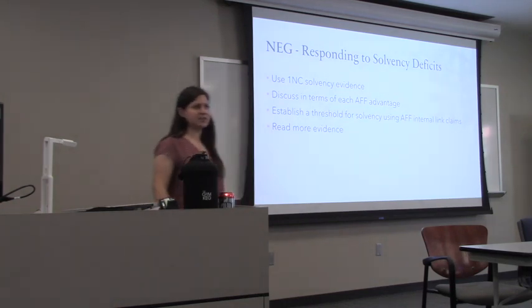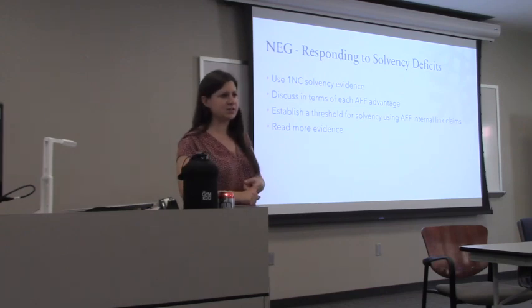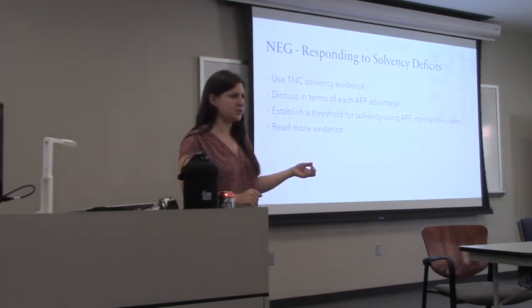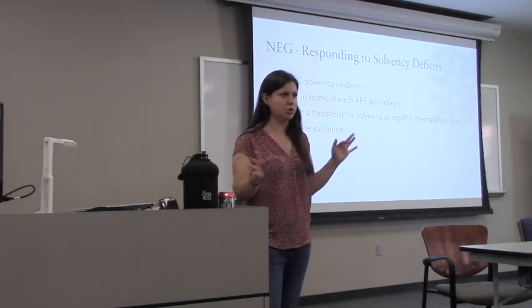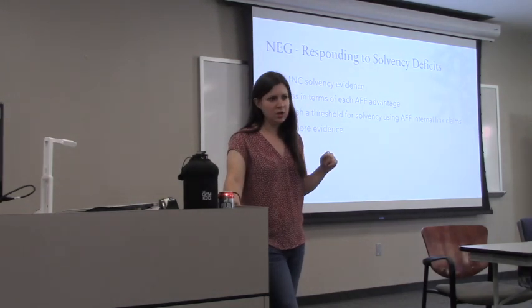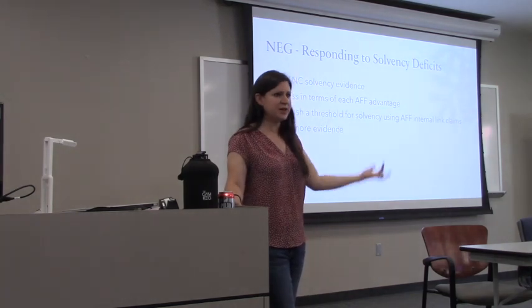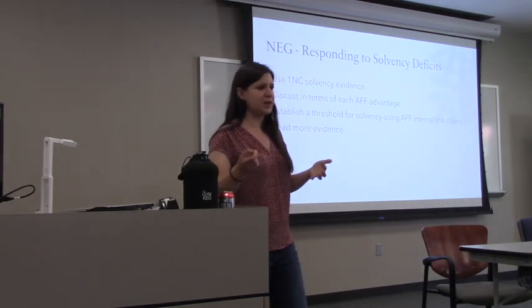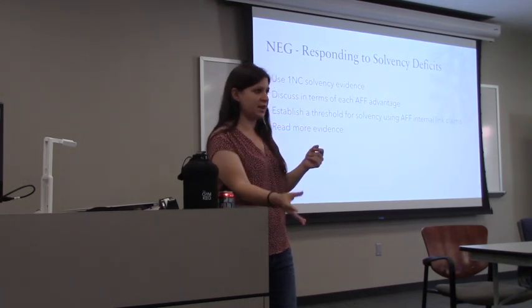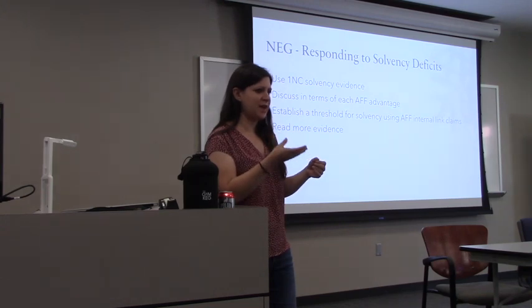Okay, responding to solvency deficits on the negative, you want to start by using 1NC solvency evidence to answer them. Ideally, the solvency evidence in the 1NC is good enough to establish that you solved the AF. You want to apply whatever you've already said on this issue to the solvency deficit. Second, you want to discuss the solvency of the counterplan in terms of each AF advantage. At the end of the debate, the judge is going to look at your counterplan and the plan to decide which is better, and they're going to think, does the counterplan solve this advantage, and does it solve that advantage, or the other one? So you want to discuss it in terms of each unique point of offense that the AF has.